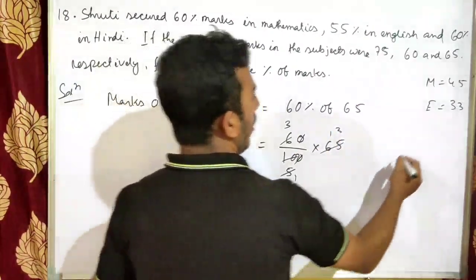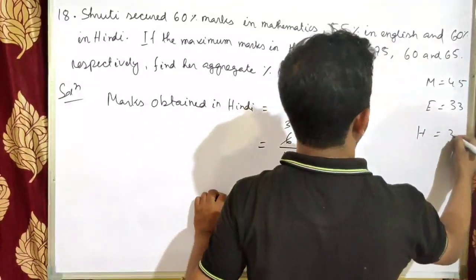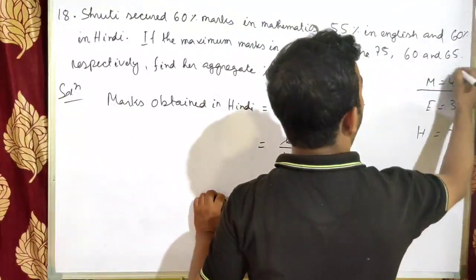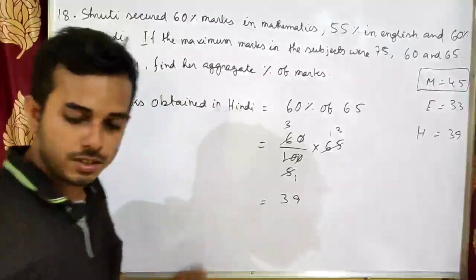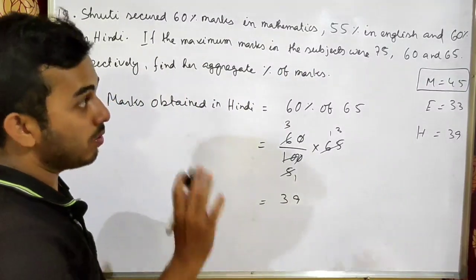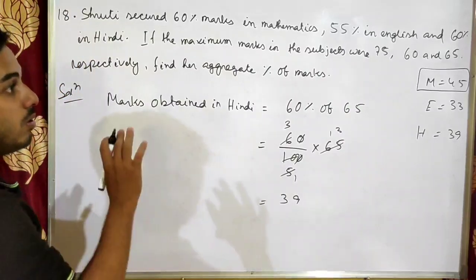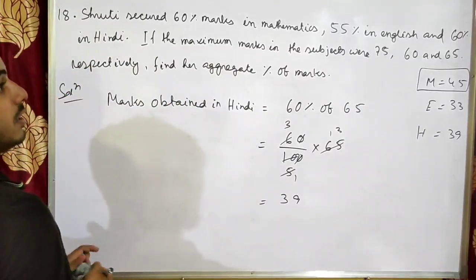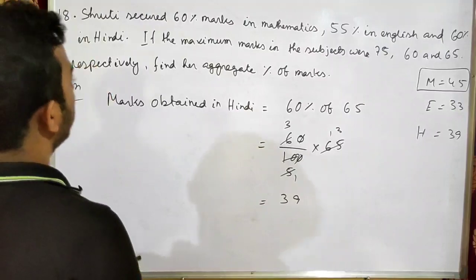Oh my God, she secured the highest mark in maths. Very good girl. Shruti is a very good girl. She secured the highest marks in mathematics, which is 45% marks.